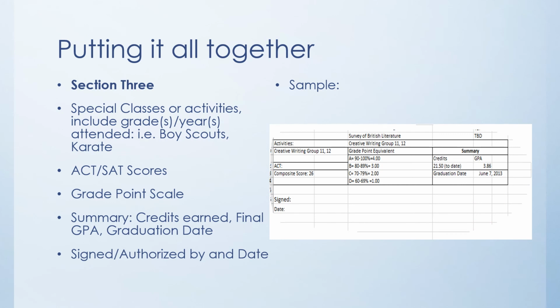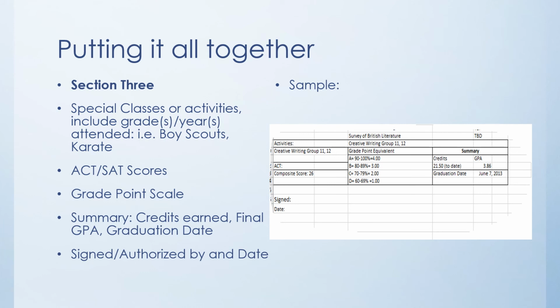So, section 3, the very bottom. You see where it says Survey of British Literature, that was the last of his to-be-determined courses. Underneath that we have special classes or activities, and you want to include the grades or the years that they attended those or participated in those.